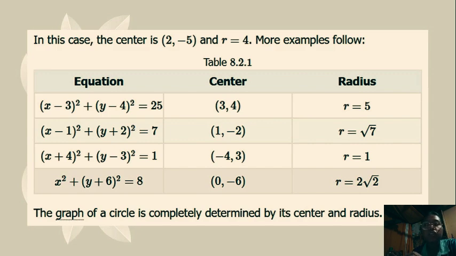And then for the radius, in the given equation, we have 25 on the right side. Remember, r is equal to the square root of r squared. So r is equal to the square root of 25, which is 5. So that's why we have a radius of 5.